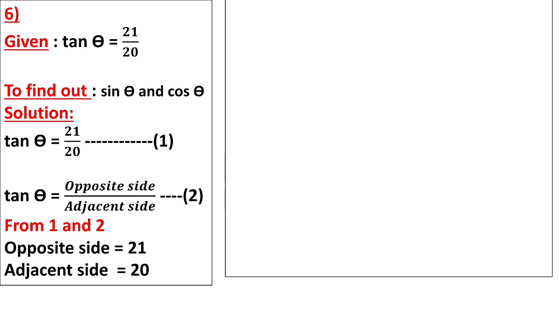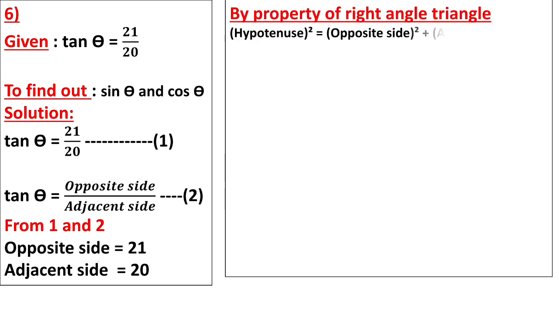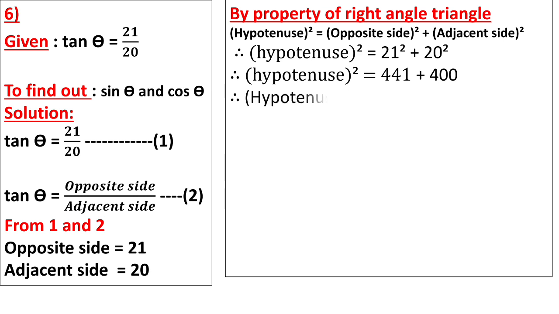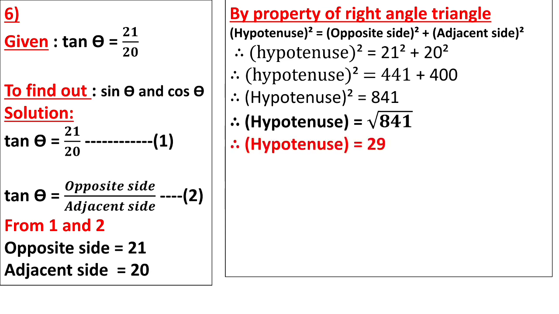Now we will find the value of the hypotenuse by using the property of a right angle triangle. Substitute the values of opposite 21 and adjacent 20. So here the square of 21 is 441 and the square of 20 is 400. The addition of these numbers is 841. By doing the prime factorization, we get that the square root of 841 is 29. And 29 is a prime number.